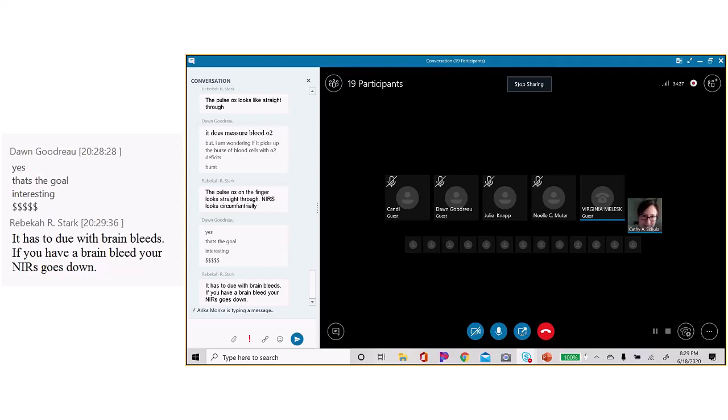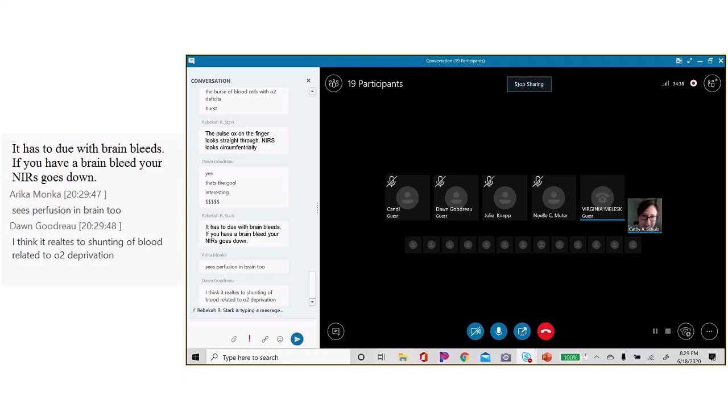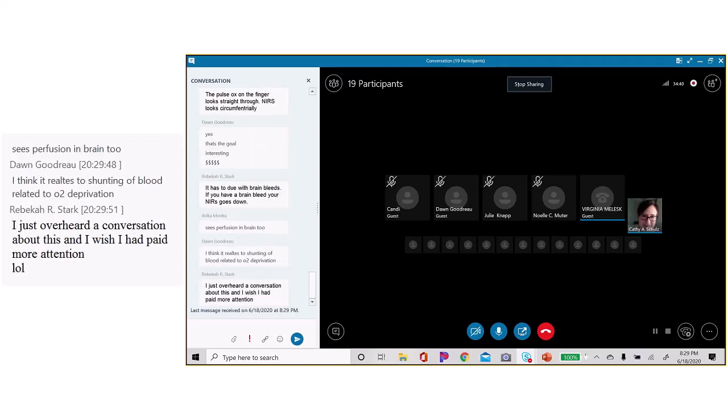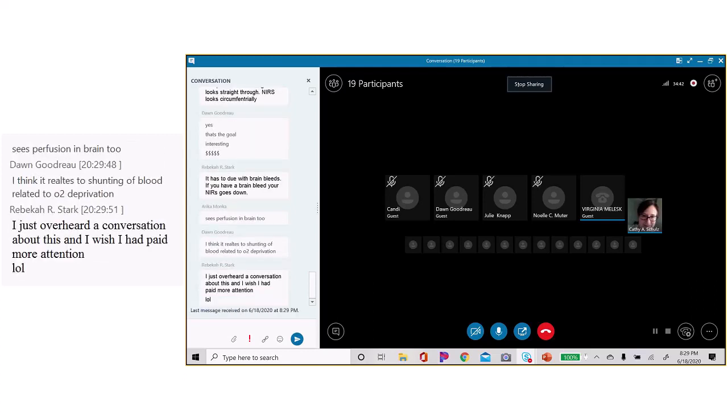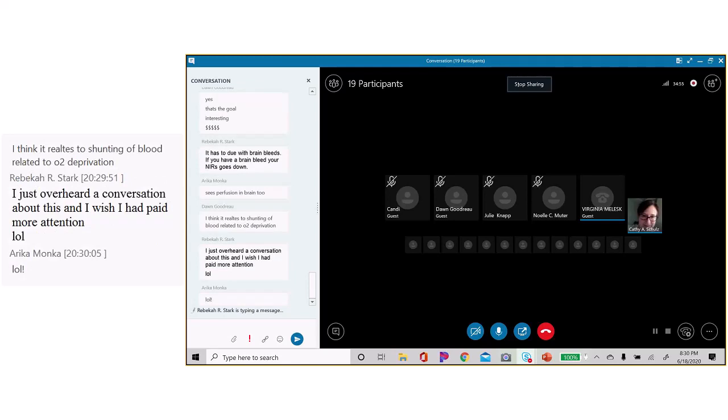It has to do with brain bleeds. If you have a brain bleed, your numbers go down. So maybe it's specialized care. I'm fascinated. I have to look into it. Oh, so that would make sense to me too. I always overhear conversations I wish I paid more attention to. So I'm wondering if it's specifically looking at shunting. But again, what am I going to do about it, except to know that that's too bad.